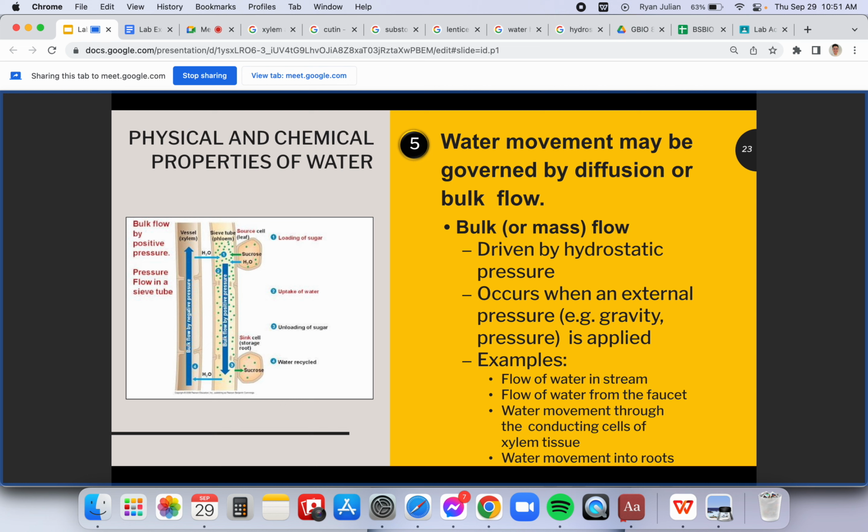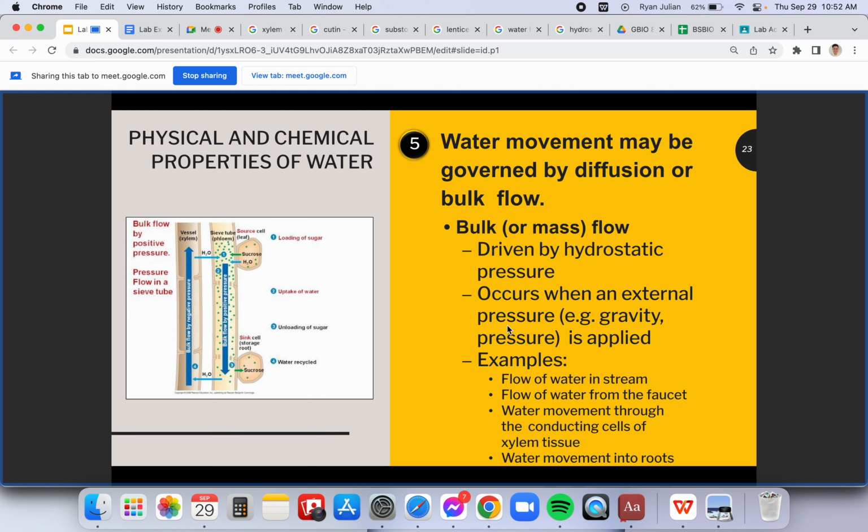Next slide. Water movement may be governed by diffusion or bulk flow. Let's talk about bulk or mass flow first. It is driven by hydrostatic pressure. I know you've encountered this term before. However, allow me to discuss what hydrostatic pressure is all about. It is the pressure exerted by water performing no activity or at rest. Again, hydrostatic pressure at rest. It occurs when the water is stagnant or no activity is being involved. That is what hydrostatic pressure is all about.